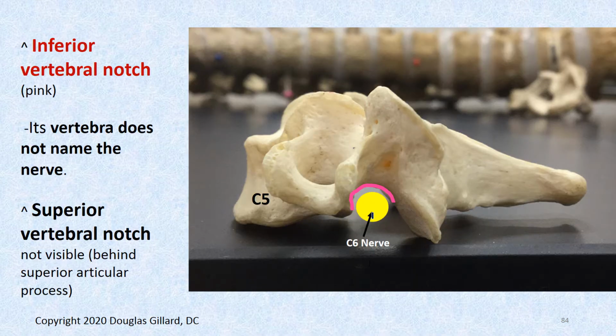What nerve is this? Good, C6. Well, how can that be? It's coming out of the C5 neural foramen. Well, don't forget the C6 vertebra helps make that as well, and it takes the name of the bottom member of the motion segment. Okay, we beat it. You guys understand that one.